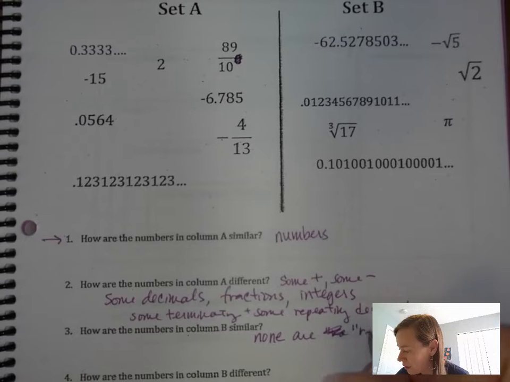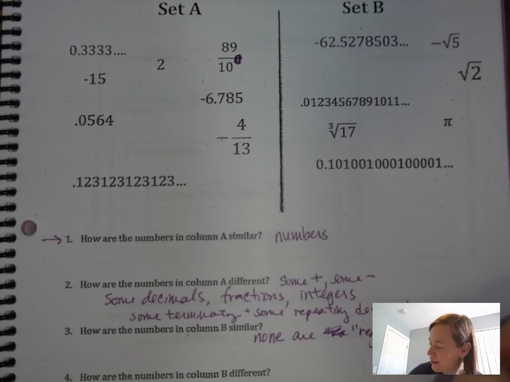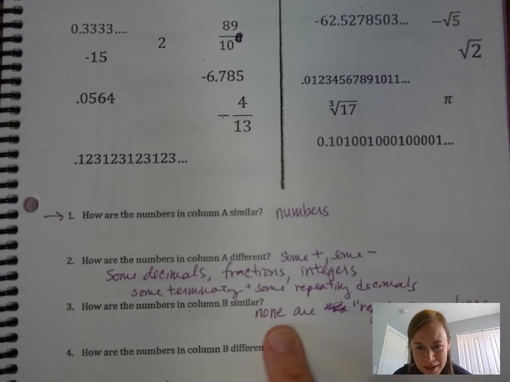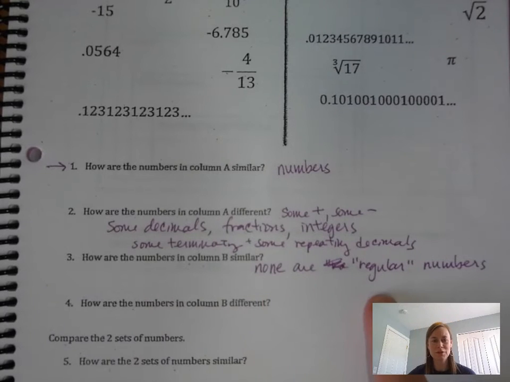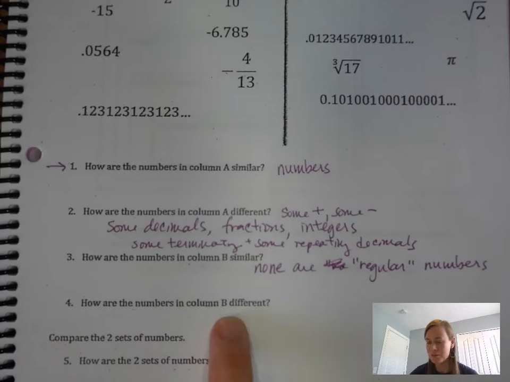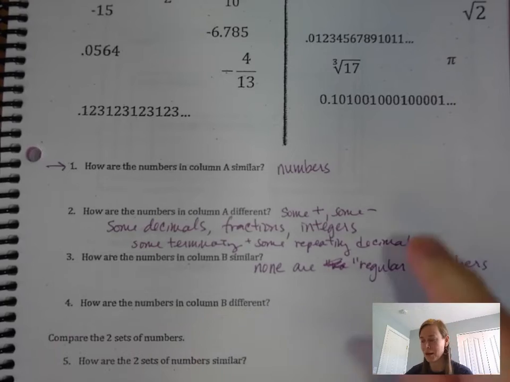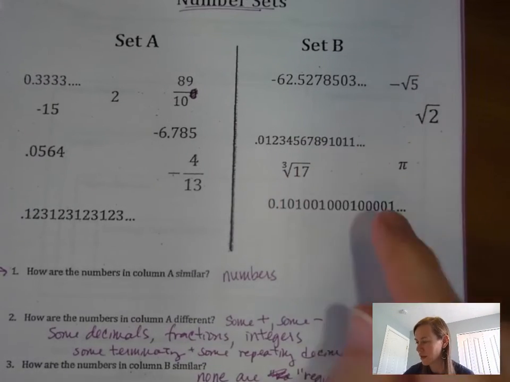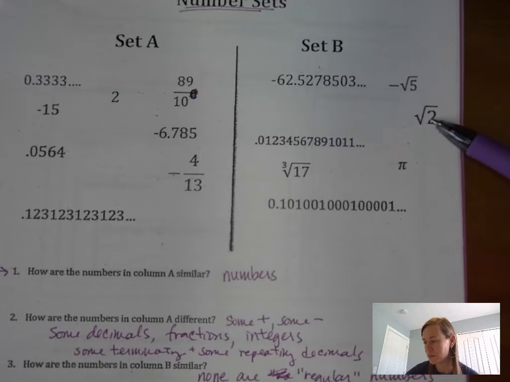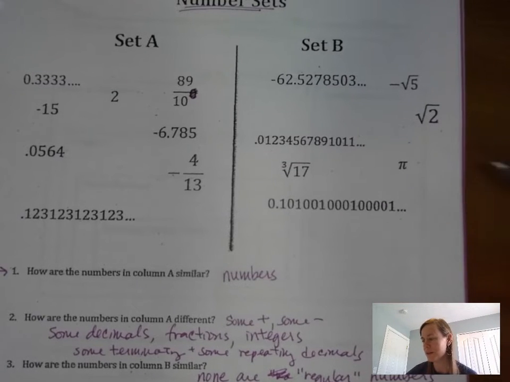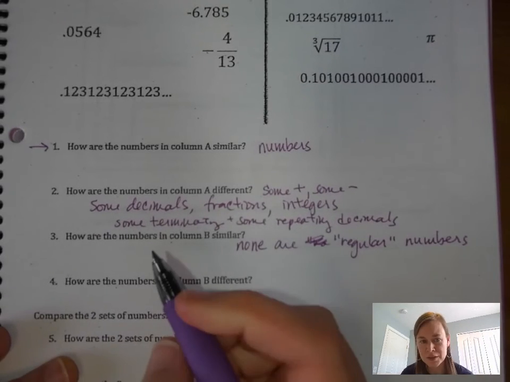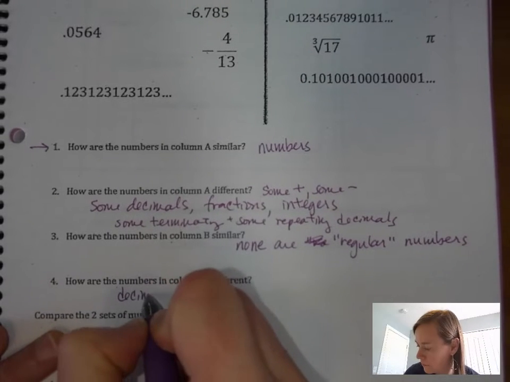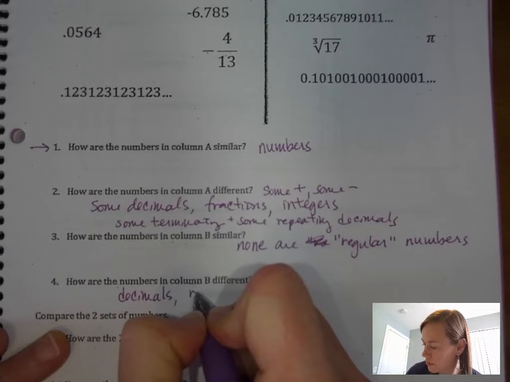I can't write when I'm under pressure, apparently. None are regular numbers. There we go. Hopefully, oh, you can't read that, can you? There we go. None of them are regular numbers. What about how are the numbers in column B different? Okay, let's look for differences here. Well, some are decimals, like these are decimals. Some have radical symbols, they're like roots. Some are roots, and one is even a symbol. So you've got decimals, roots, and symbols all together.